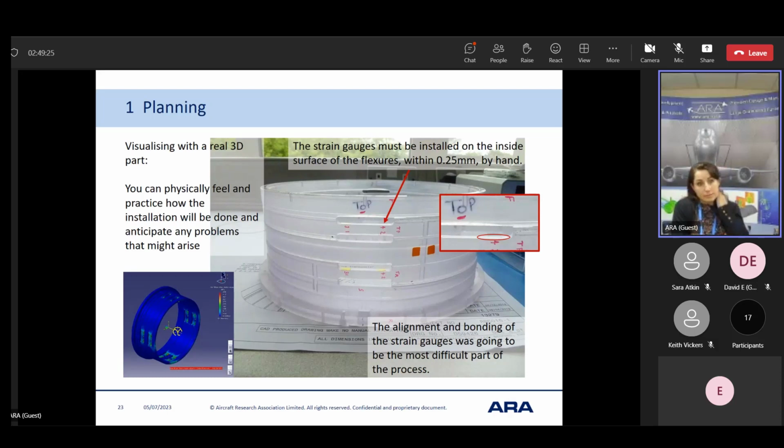For the planning stage, we were able to produce a plastic 3D version of the balance. This gave us the opportunity to have a physical 3D visualization of the balance and anticipate any problems that might arise before committing to actually manufacturing the real thing. As you can see here, the alignment and the bonding of the strain gauges was going to be the most difficult part of this process in these beams.